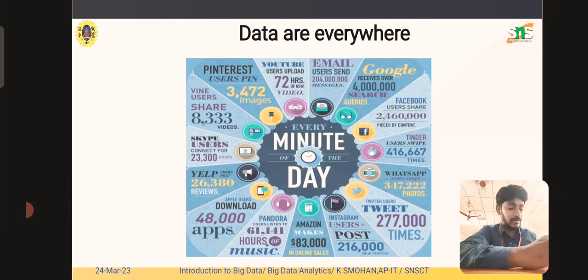So data is everywhere. For example, every minute we are generating plenty of data, right? Google is receiving more than 4 lakhs of data. Facebook, Tinder, WhatsApp, Twitter, and these social media are creating plenty of gigabytes of data every minute from users around the globe. So in the internet world, a huge amount of data is generated every minute. Consider a day: there is plenty of data, so data will be everywhere.